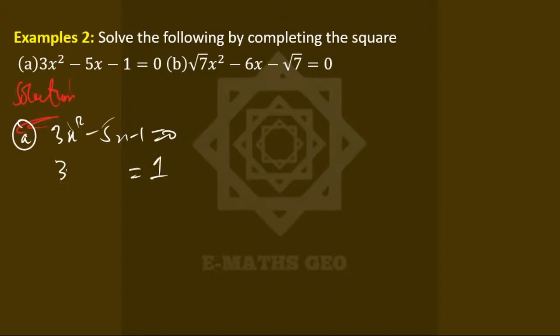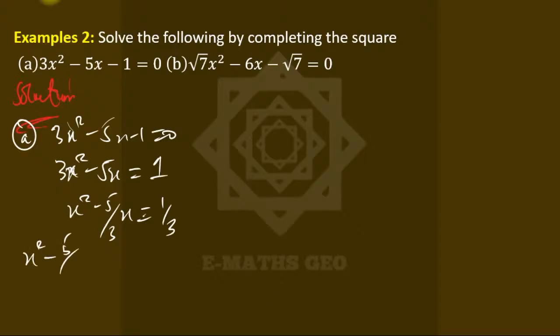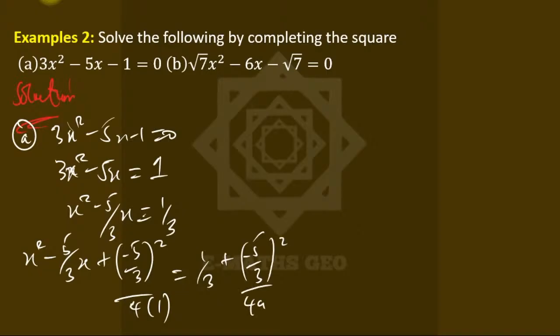So I have 3x squared minus 5x. The next thing is to divide both sides by 3. So the next thing now is to add something on, because our target is to make the left hand side a perfect square. So we'll always add minus 5 over 3 all squared over 4 times 1. And I've told you, once you add something, whatever you add, add the same to the right hand side, to avoid changing the equation. So I've added the same thing.